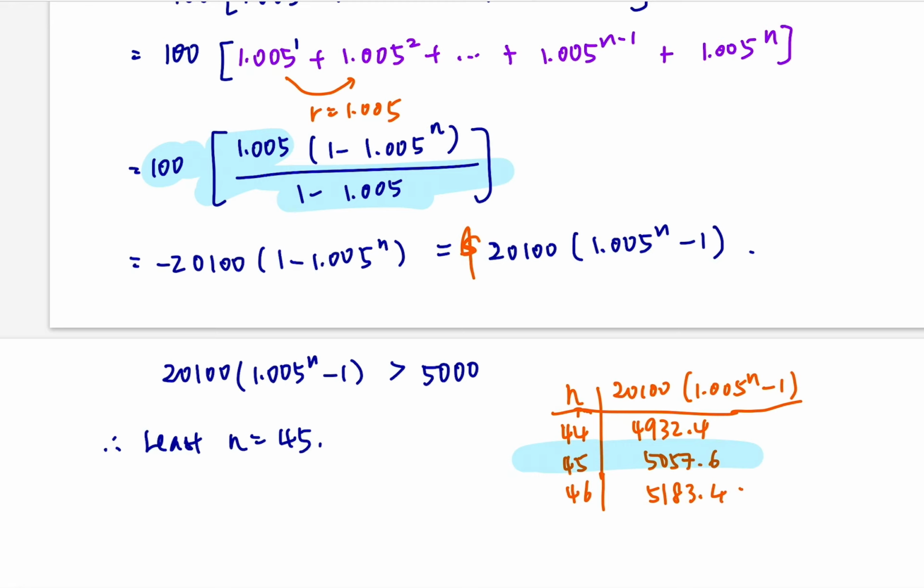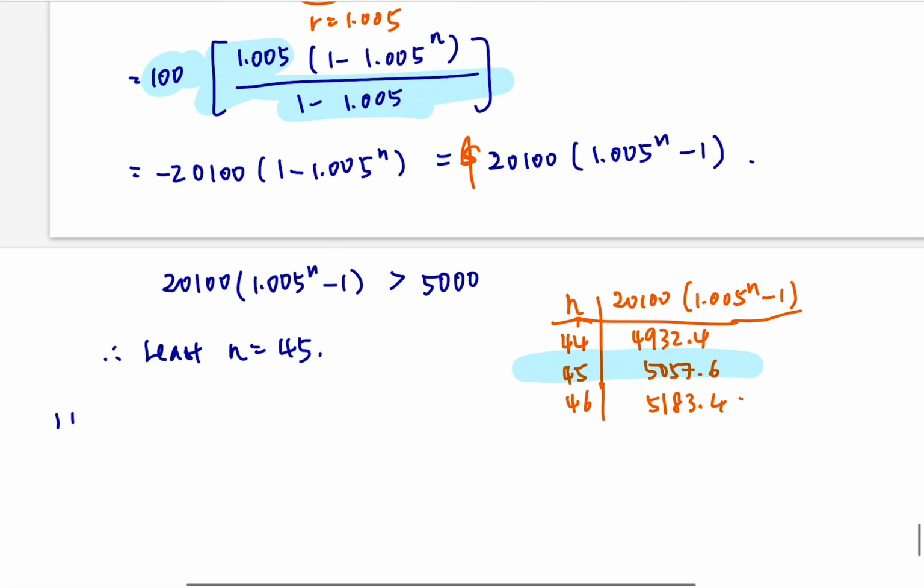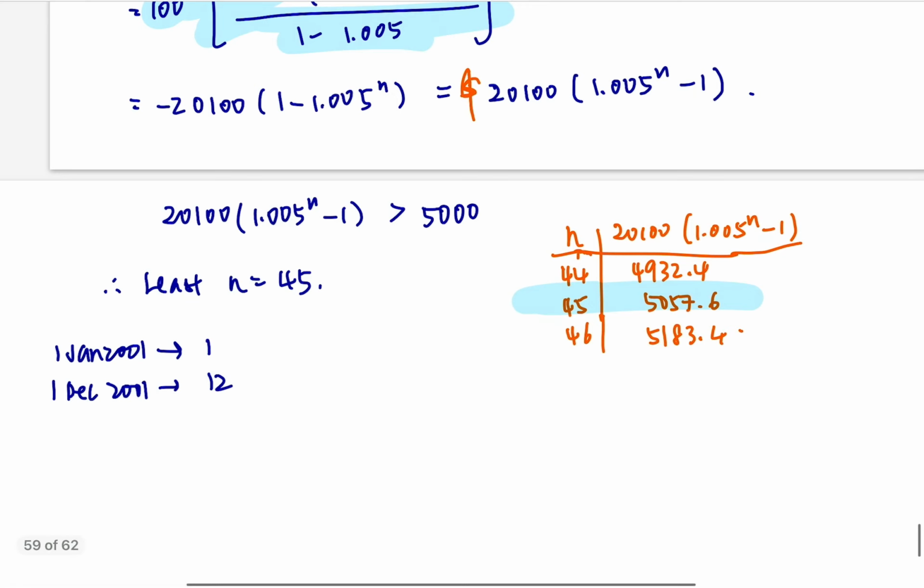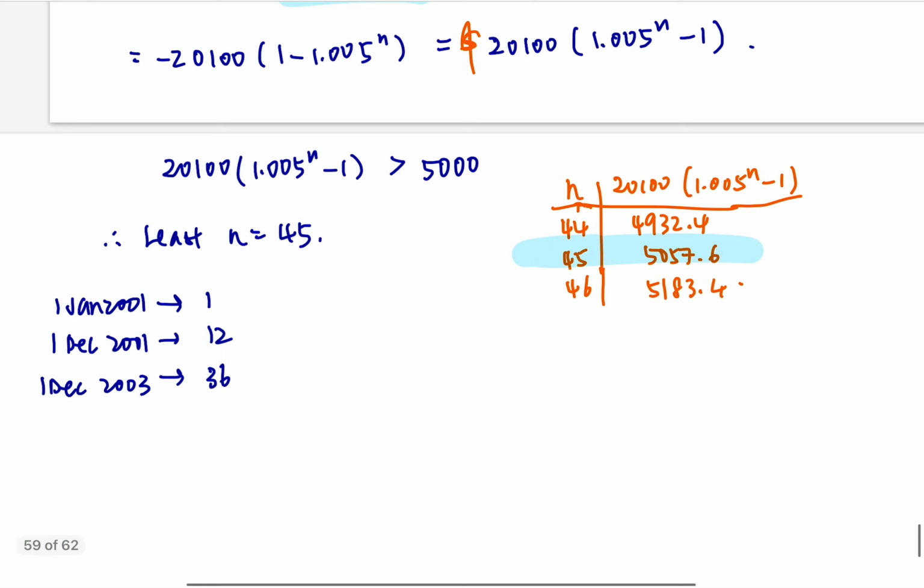45, right? Remember, the idea here is 1 January 2001 is considered the first month, right? So 1 December 2001 is considered 12. So for 45, maybe I can do up to 36, right? And 36, then it will be 1 December 2003, right? Because 2002, just now we know is 24, right? So 1 December, so it's 37, then it's 1 January 2004.